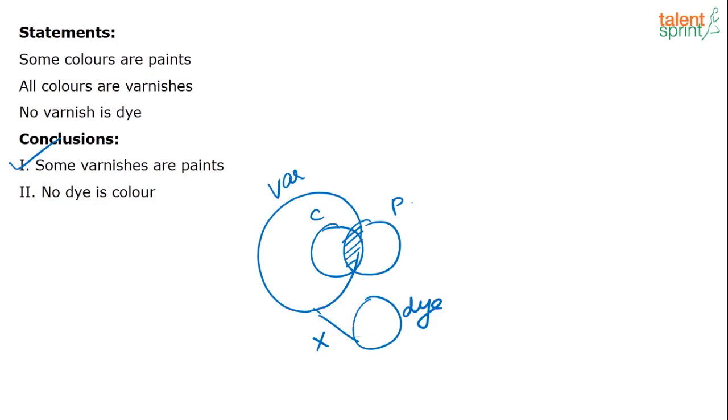No dye is color. Definitely, right? Because color is inside varnish and varnish is disjoint with dye. So no dye is definitely color, right? Color is not dye or no dye is color. So both follow. The next one is there on your screen.